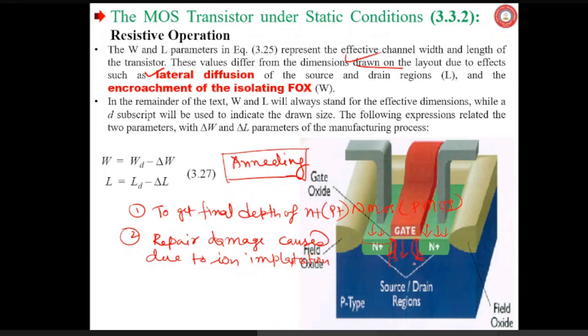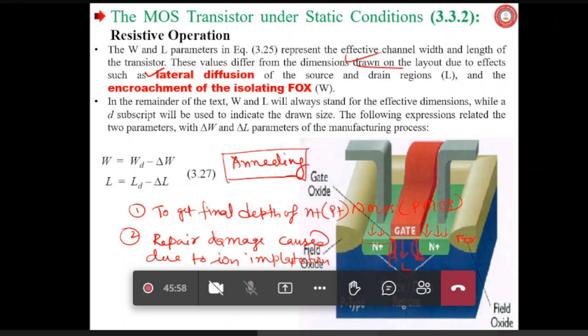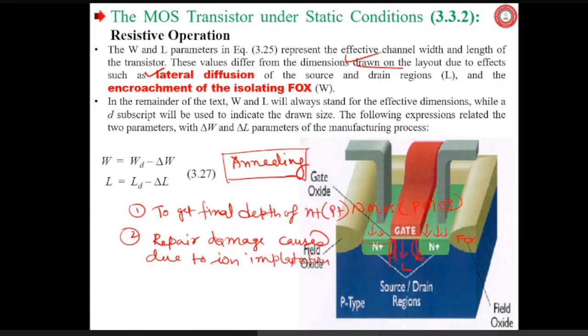In this way, L will be affected, but also due to the penetration or encroachment of the Fox, this is field oxide, to isolate the... what is this Fox for? Yes, Kartik Rai? What is this field oxide used for? Thicker field oxide is used. I have discussed. Let me know. Sir, it's used to isolate. Yes, very good, very good.